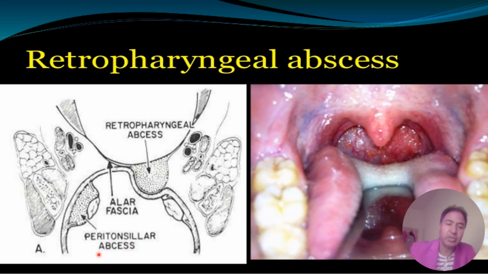It is very important. This is the peritonsillar abscess. This is the retropharyngeal abscess, and here you can see this is the wall of pharynx. Don't get confused.